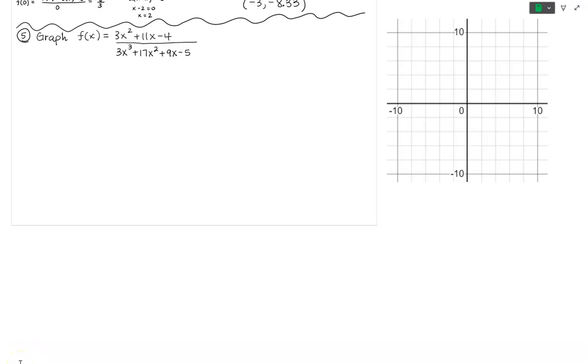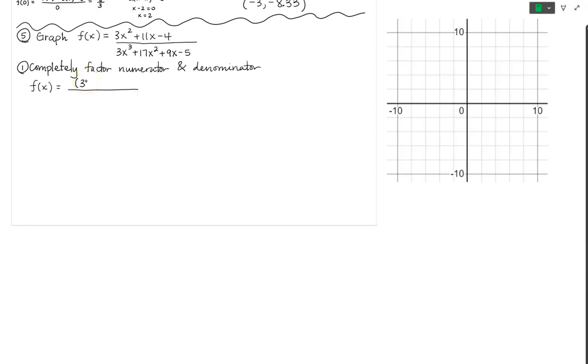So this is the example that I made up that I'm adding into our notes so that we can see an example with a hole. So we're going to start off by doing what we always do. We're going to completely factor the numerator and the denominator. The numerator factors into 3x minus 1 times x plus 4.